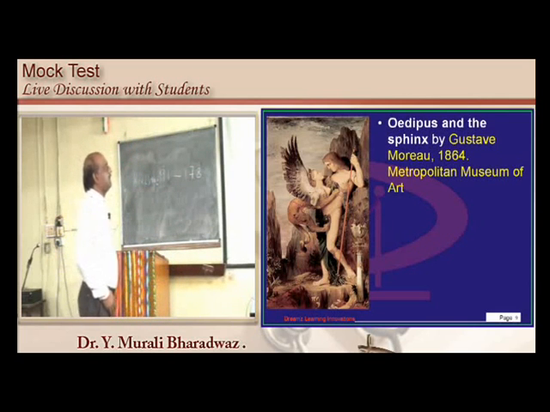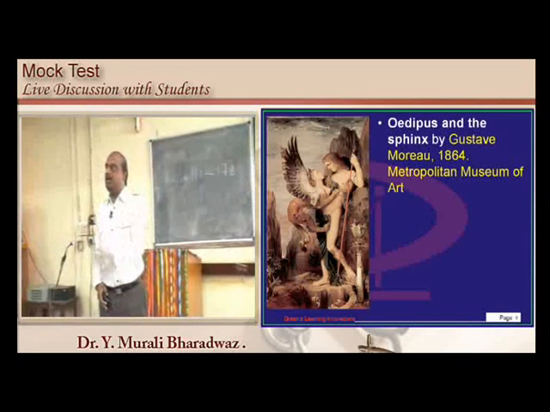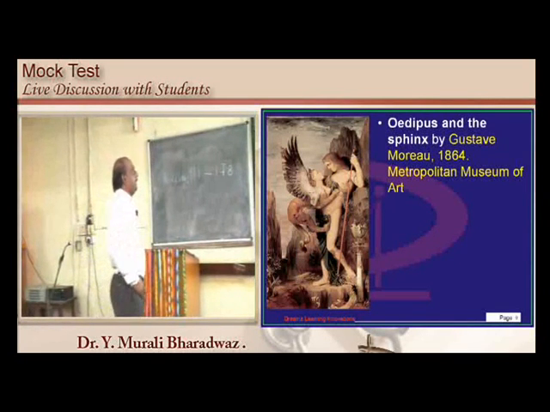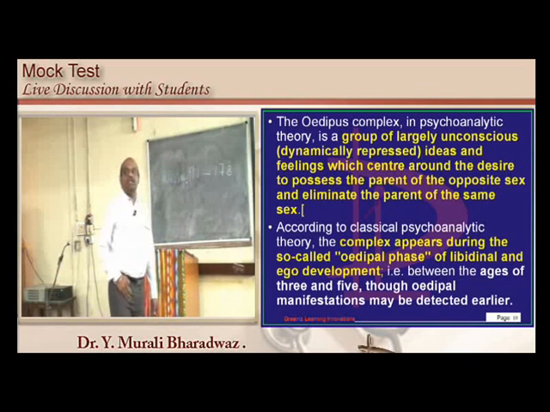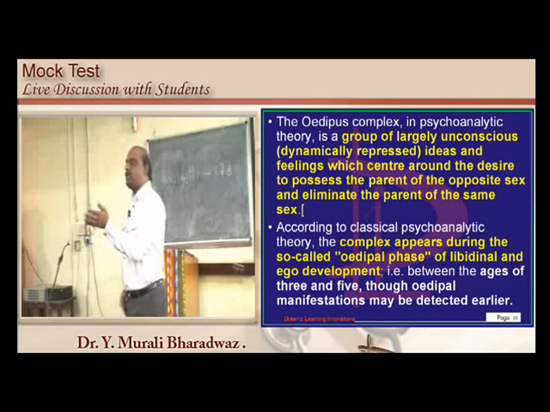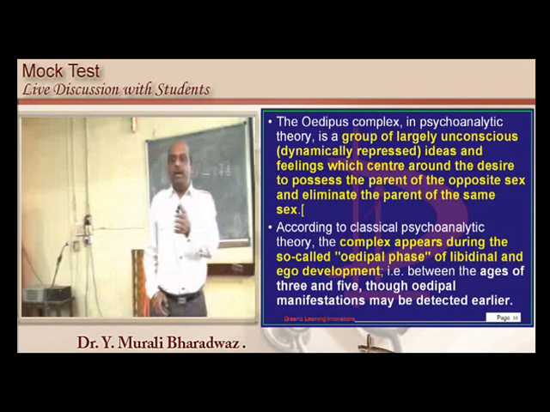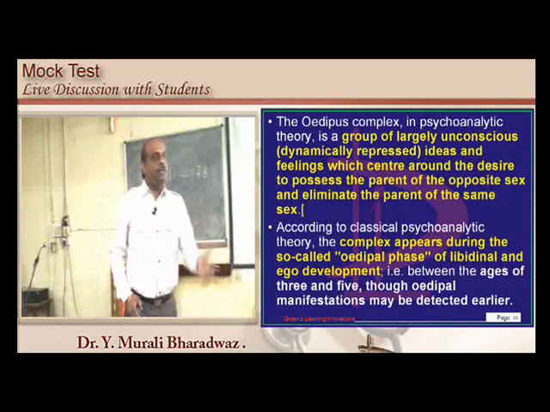Oedipus and Sphinx were a great part of Greek mythology, where there are large unconscious ideas and feelings which center around the desire to possess the parent of the opposite sex and eliminate the parent of the same sex. That starts from the age of 2 to 3, and by about 8 to 9 there is a resolution of that. That is, they will overcome that.